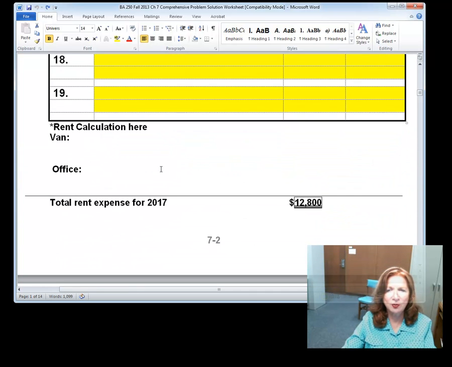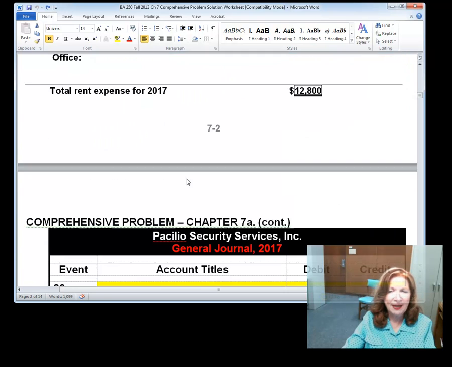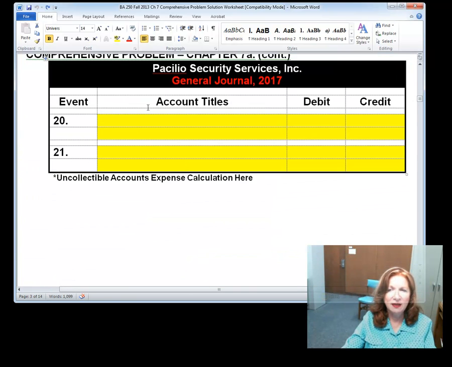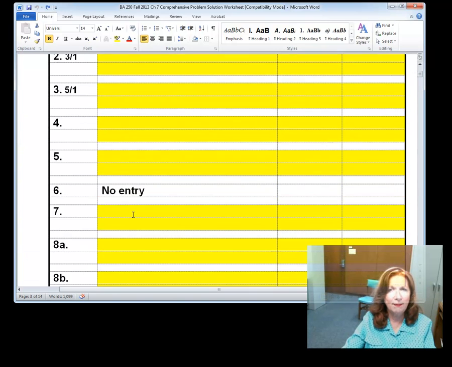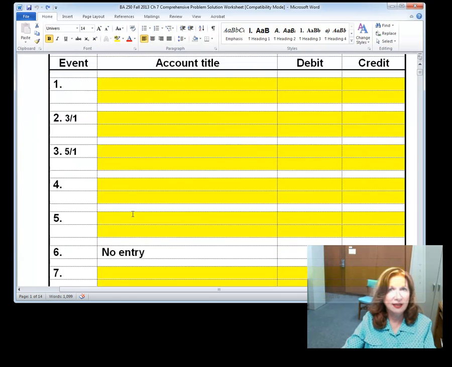Here's some more journal entries, and you have to put in some calculation for the rent for the van and the office. Here's a check figure for the total rent, so if you don't get that number, you can stop and work till you get that rent. And then here's the rest of the adjusting entries. And here's your uncollectible account expense calculation, goes right in here so that you can see, you put that right there for me to see. So these 21 journal entries are the major effort in this week's problem.